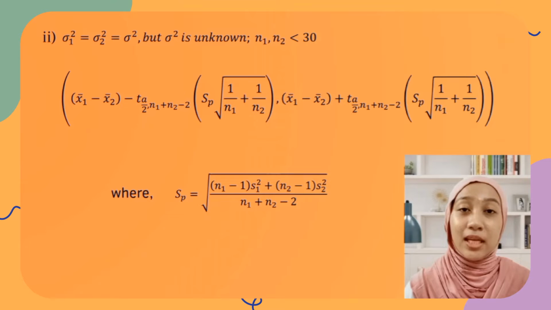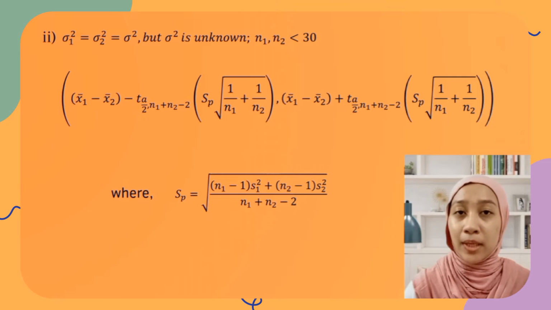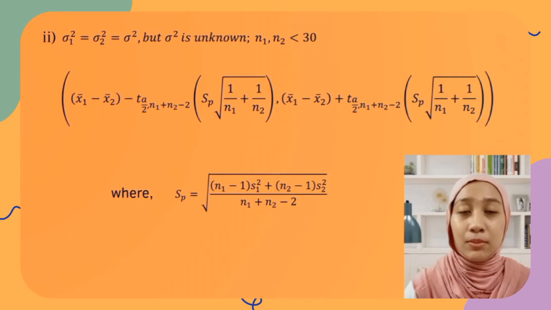Next, case 2 with the second condition, which is N1 and N2 less than 30. For this case, we will use this formula that uses the T distribution. So, let's look at some examples.